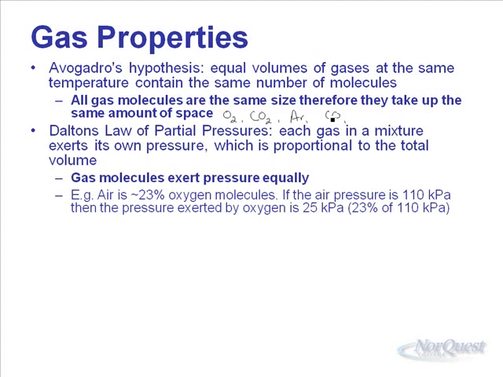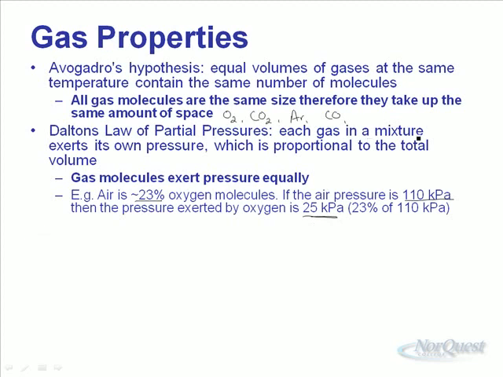And all that really means is that if 23% of a sample of air is oxygen, then 23% of the pressure exerted by that air is from the oxygen molecules. So the math for it is quite simple. If the air pressure is 110 kilopascals, and we know that that air is 23% oxygen molecules, then that means 25 of those 110 kilopascals are a result of just the oxygen molecules. Another way to say it is that if you removed all the other molecules from the air, then the pressure would be reduced to 25 kilopascals.